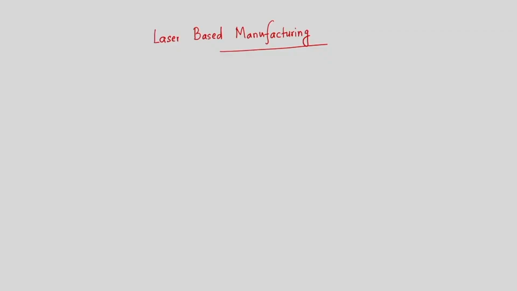Well, let us begin the course with the definition of manufacturing. So, the course is laser based manufacturing. So, it is very essential for us to first understand what is the meaning of manufacturing. So, manufacturing is nothing but the transformation of raw materials into finished products or finished parts. So, these finished parts are further assembled together to get the final system or final product.